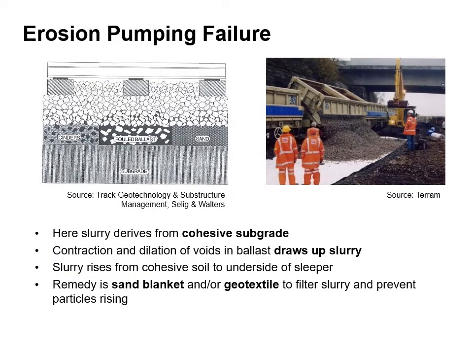So in erosion pumping failure, the slurry is derived from cohesive subgrade. The contraction and dilation of voids in the ballast draws up the slurry, and the slurry rises from the cohesive soils to the underside of the sleeper. The remedy is a sand blanket or geotextile to filter slurry and prevent the particles from rising.